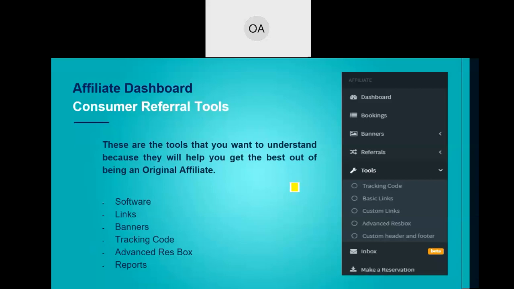Now, as you may recall from my previous webinar, the menu is located on the left side of your dashboard. It starts off with your dashboard, your bookings, your banners, your referrals, and then your tools, which is where you will find the tracking code and your basic links.